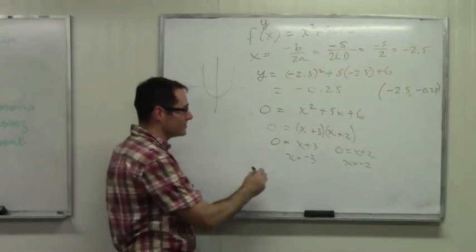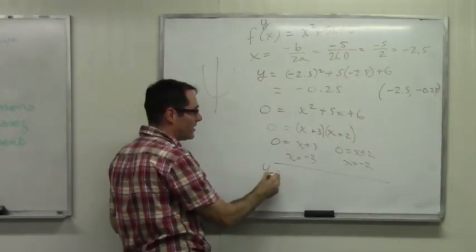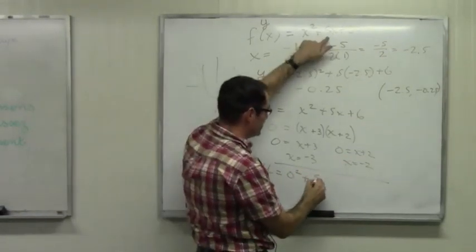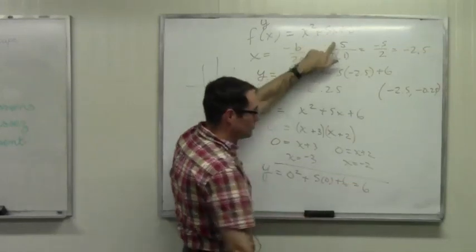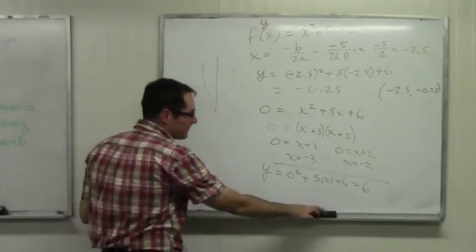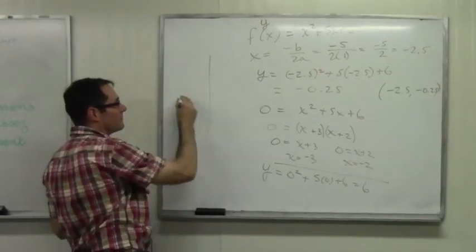To find the y-intercept, set x equal to 0. And this is an easy one. Y equals 0 squared plus 5 times 0 plus 6 gives you 6. Y-intercept is 6. Easy. And then it says to graph it. And the graphing, you've got in total enough points now to graph it. OK?